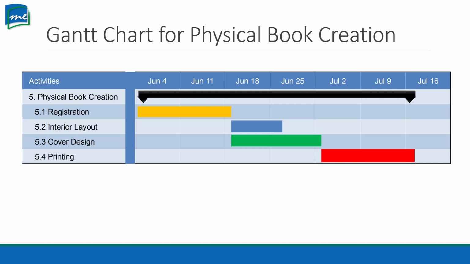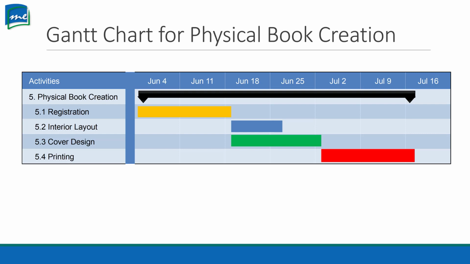So you kind of see how a Gantt chart can tell you where you should be at the time and see what activity comes first before the others. So if I tell you today is, let's go with June 20th. Well, what's going on June 20th? When I look at this, I'm seeing that the interior layout and cover design are in progress, and that the registration should have already been completed.